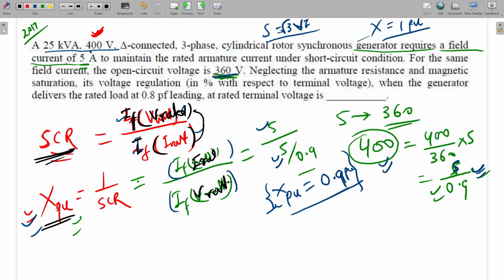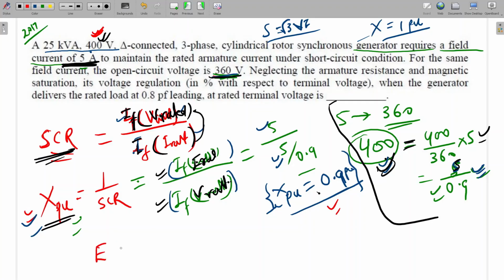So field current for I rated we already know is 5 ampere. And field current to generate 360 volts is 5 ampere. So the field current to generate the rated voltage of 400 volts, by simple ratio, is 5 by 360 into 400, so it will be 5 by 0.9. This I have already calculated. So per unit, how much will it be? 0.9.